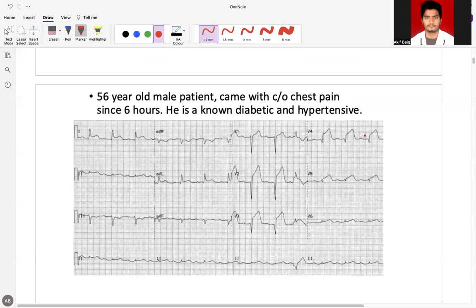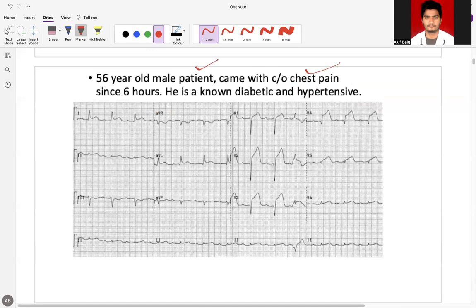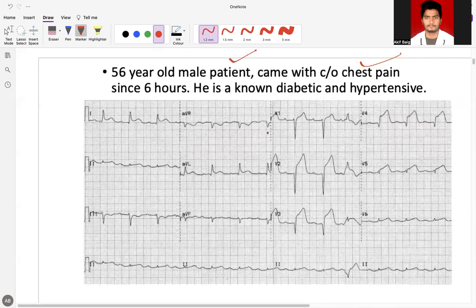So here we describe a case of a 56-year-old male who came with a complaint of chest pain since the last 6 hours. He's a known case of diabetes and hypertension. As you can see in this ECG, there is a clear ST segment elevation.